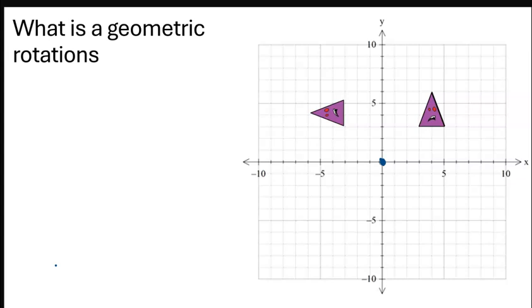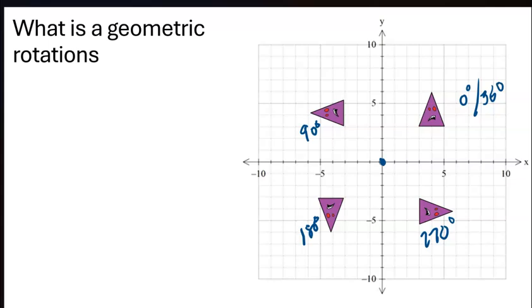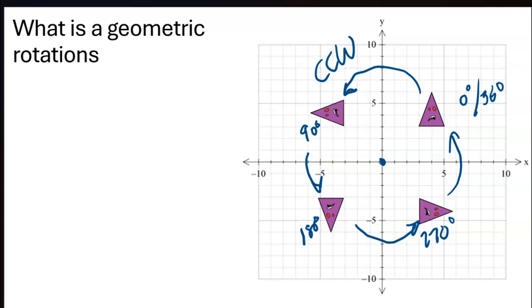Typically, rotations are broken up into quarters, such as 90 degrees, 180, and 270, then back to where we started. We typically don't rotate an object 360 degrees because that means you would just leave it where it is. Rotations are, by standard, counterclockwise, so turning to the left, unless stated otherwise. So now let's take a look at a couple of examples.